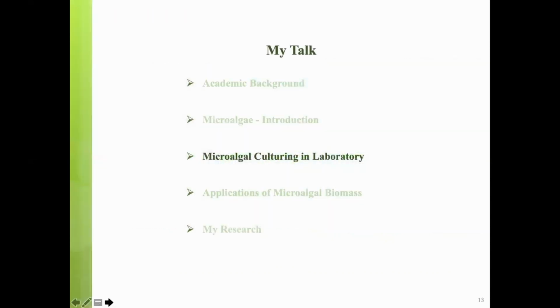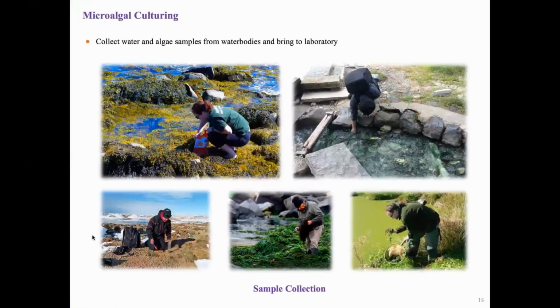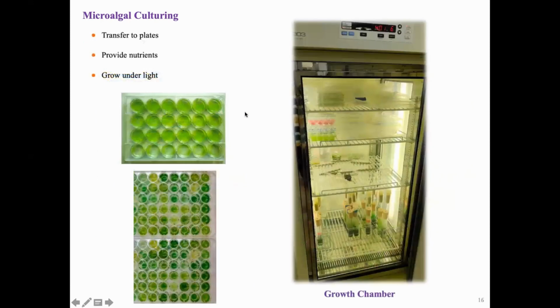So let's discuss how microalgae are cultured in the laboratory. When you are not dealing with a model organism and you want to isolate microalgae by yourself, what you do is you go into nature. We can go and collect the microalgal samples and water samples of the water body and then bring those samples into the laboratory. In the lab, we can add those samples and provide some nutrients into glass plates, and then we can allow them to grow.